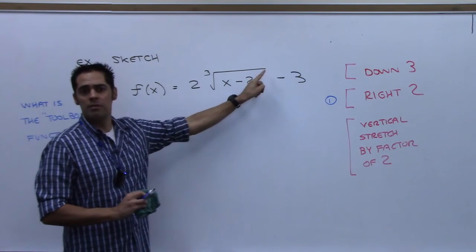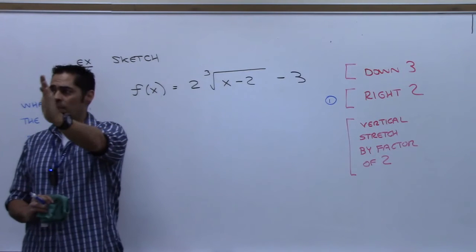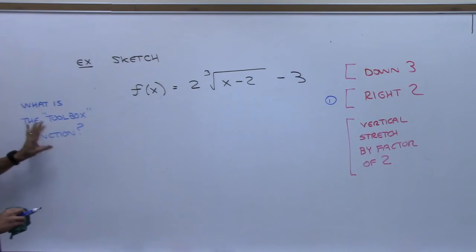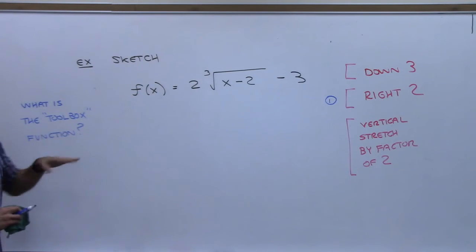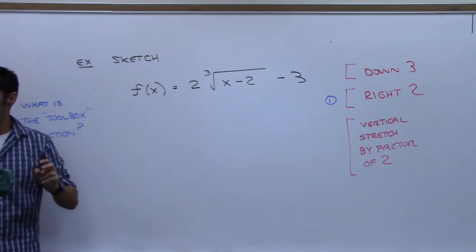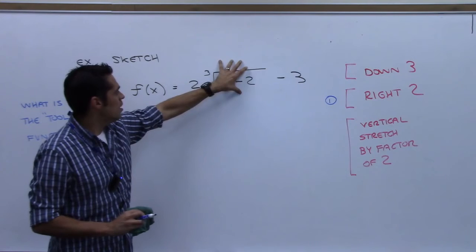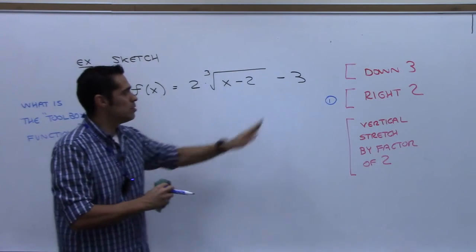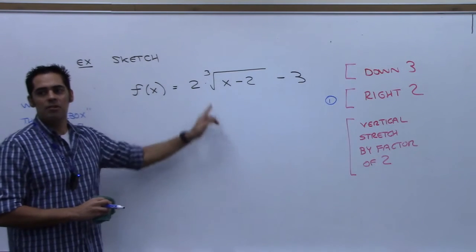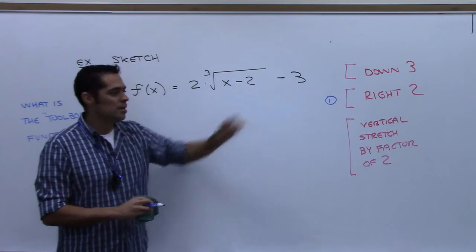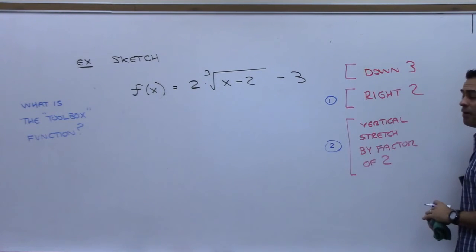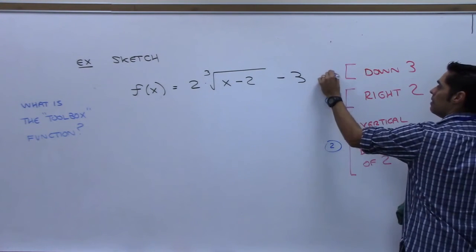The cube root. The cube root is going to give you your basic shape, which we knew from the beginning of the problem, right? We knew what this toolbox function was. So I'm not going to list that as the next step. But after this, are we going to do the times 2, because this is multiplication, or are we going to subtract 3? We're going to do multiplication before subtraction, aren't we? So the next thing would be a stretch, and then finally followed by the down 3.